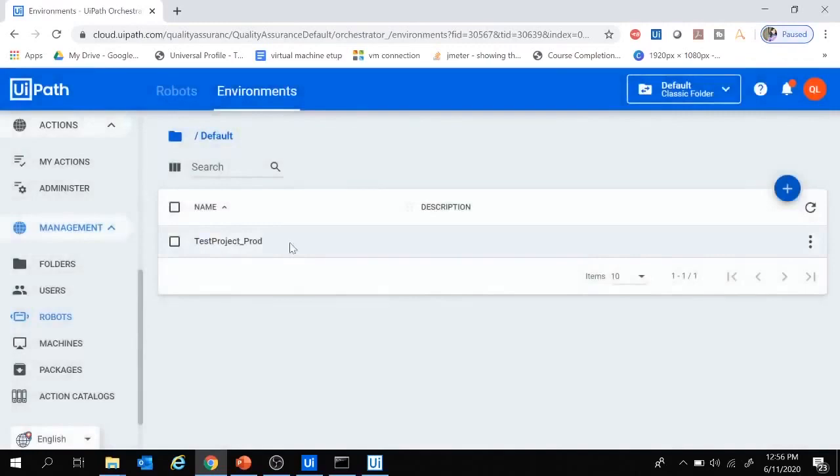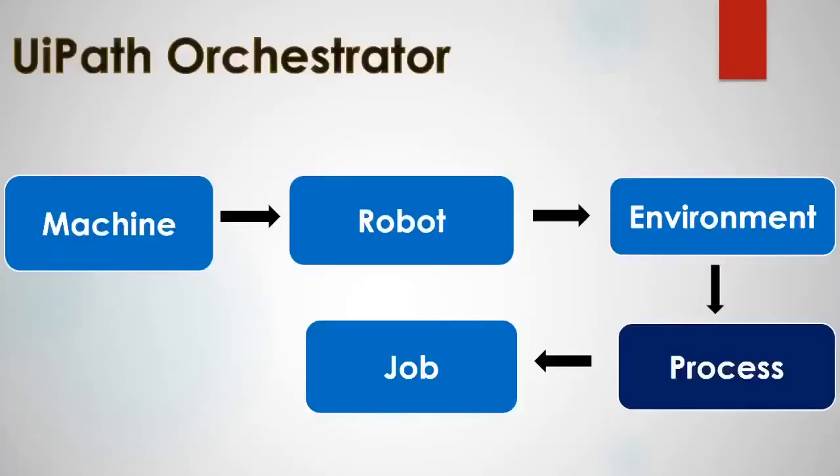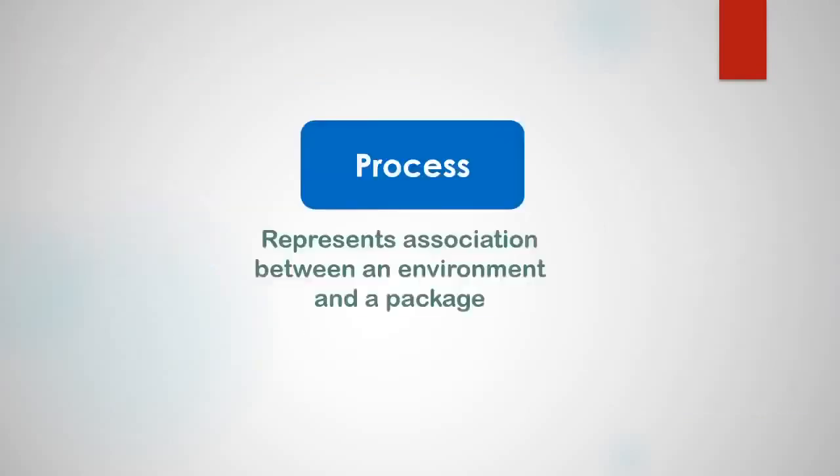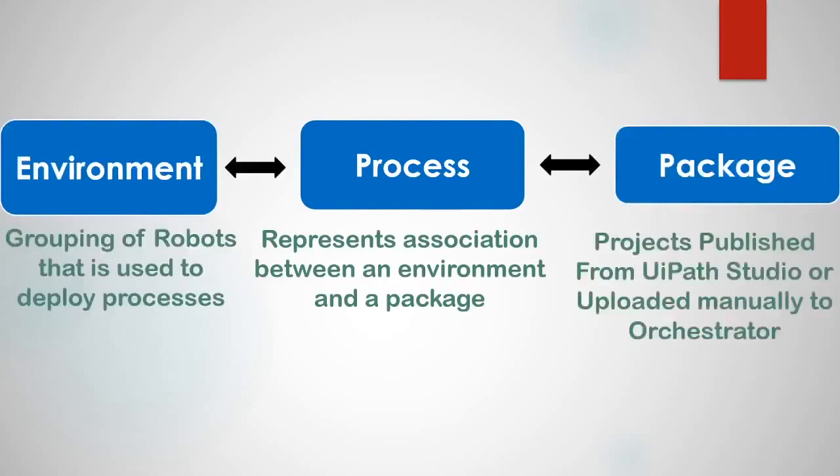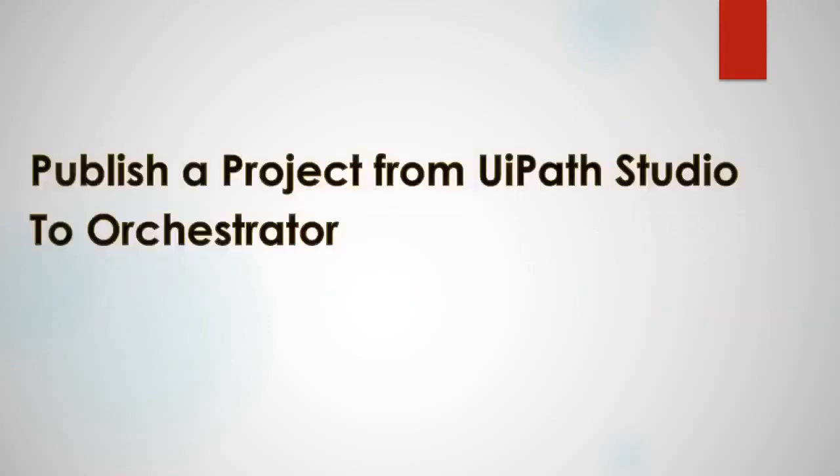Now the next step in the process is to create a process. Now what is this process? The process represents the association between an environment and a package. So we already created an environment. Now what is this package? The package page contains the projects which are published from the UiPath Studio or uploaded manually to the Orchestrator. So let's quickly publish a project from UiPath Studio to Orchestrator to see how this package works.